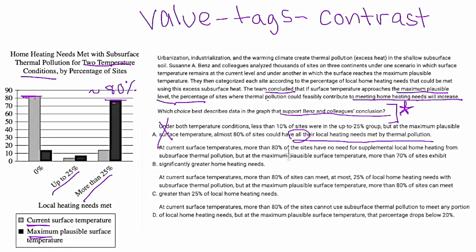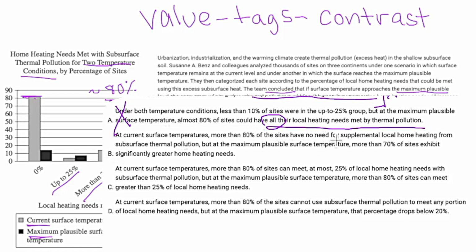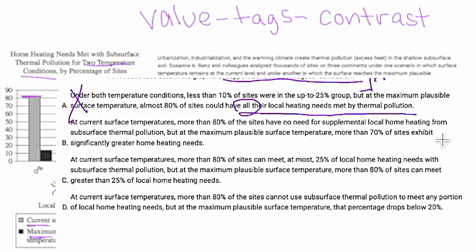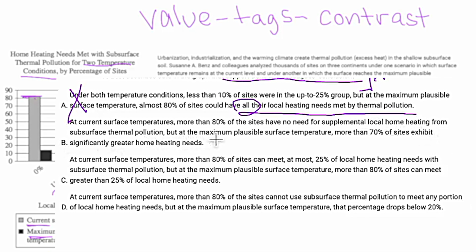At current surface temperatures, more than 80% of the sites have no need for supplemental local home heating from subsurface thermal pollution. But at maximum plausible surface temperature, more than 70% of sites exhibit significantly greater home heating needs.